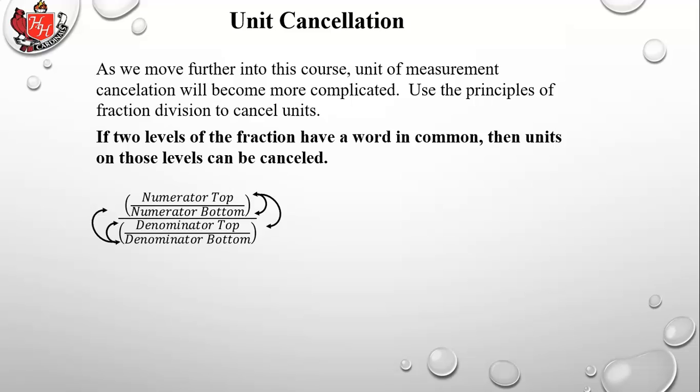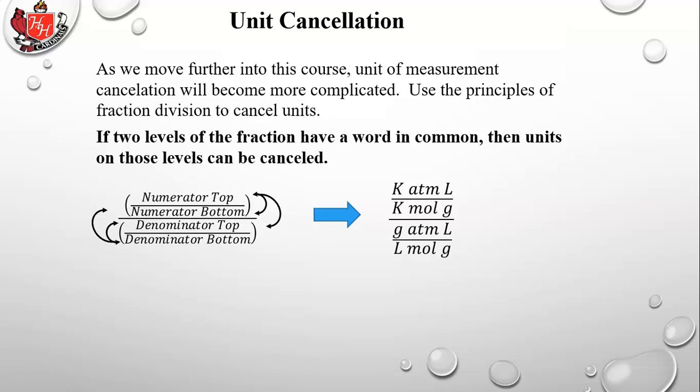So on the top fraction, up in the numerator, you have numerator top, numerator bottom. On the bottom fraction, you have denominator top and denominator bottom. So anything in numerator top can be canceled with anything in numerator bottom because they have the word numerator in common. Also, anything in numerator top should be the same unit. So anything in numerator top, such as grams, could be canceled with grams in either numerator bottom or denominator top because they both have the word top in common. So we've talked about this a bit in class. So let's go ahead and do an example.